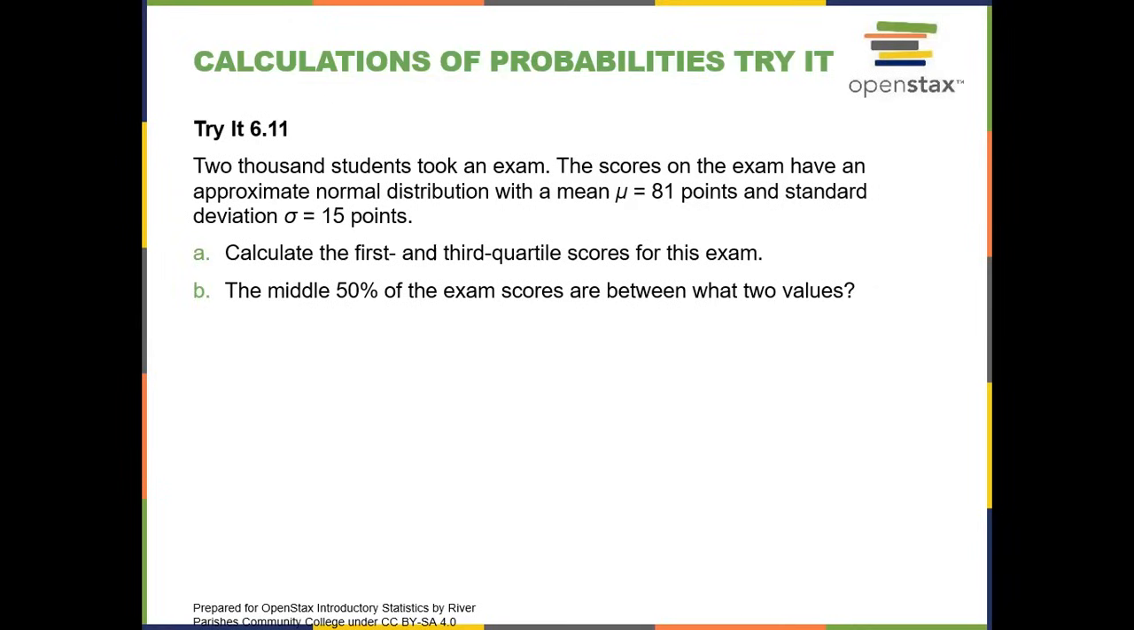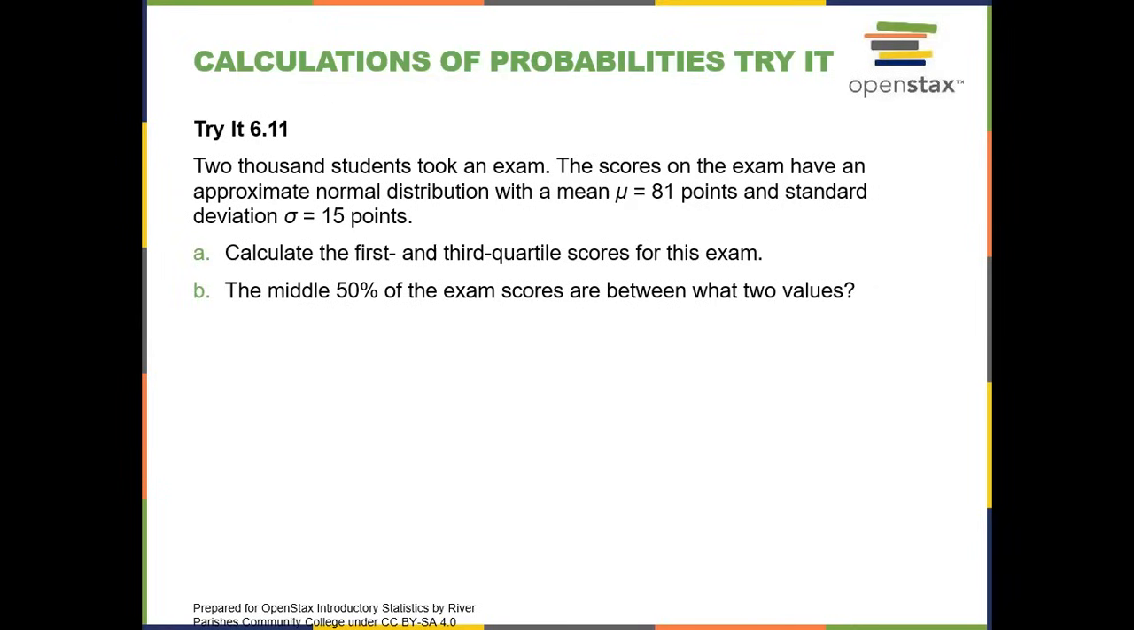Third quartile means area to the left is 75% or 0.75. Third quartile is the 75th percentile. So 75% of the scores are below that particular score. So again, second verse 3, area is 0.75, mean is 81, standard deviation is 15, paste, enter, and enter. And the answer is 91.1. That means 75% of the students scored at 91.1 or below it.